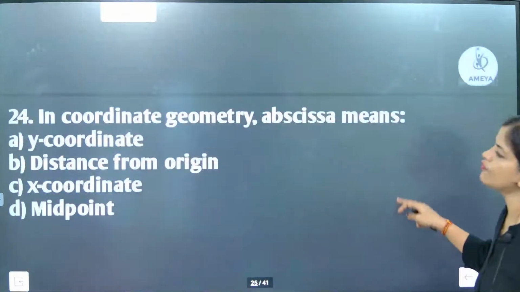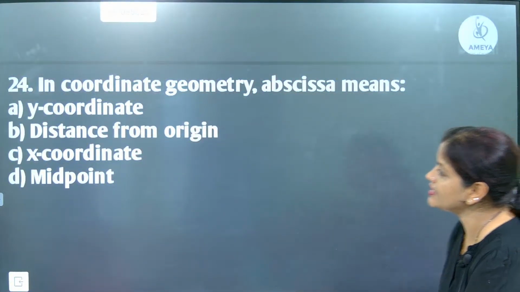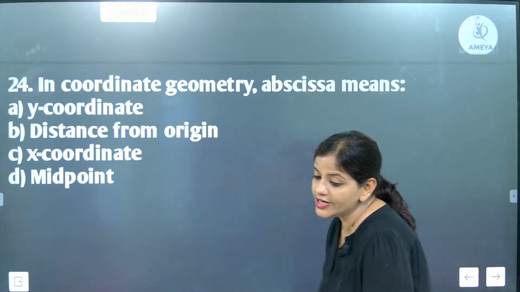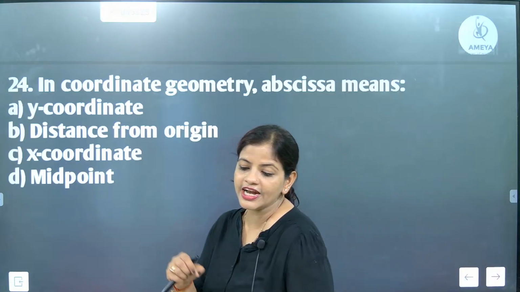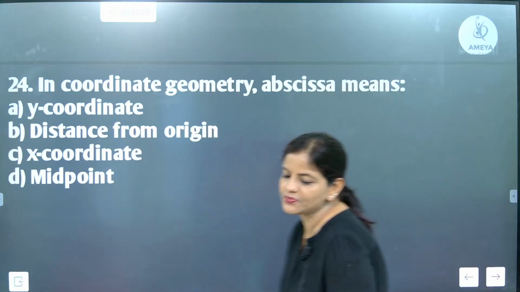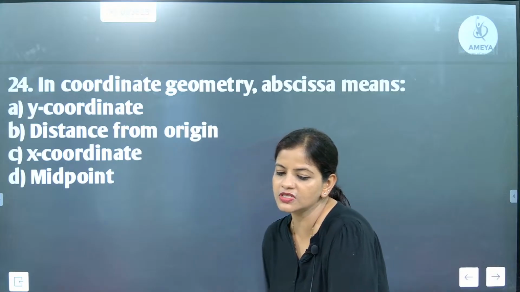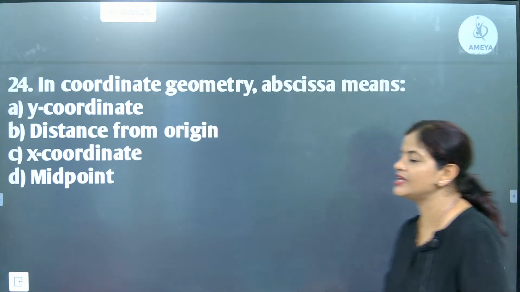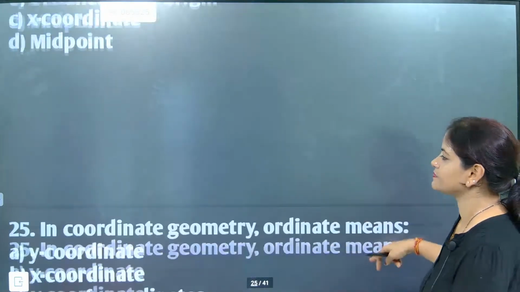Now, beta, we will go for the next one. In coordinate geometry, abscissa means the x coordinate and ordinate means the y coordinate. Very good. Those who are giving the answers, performance is very good, online children.